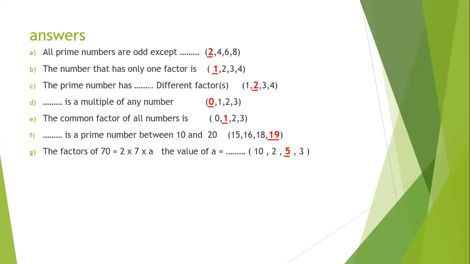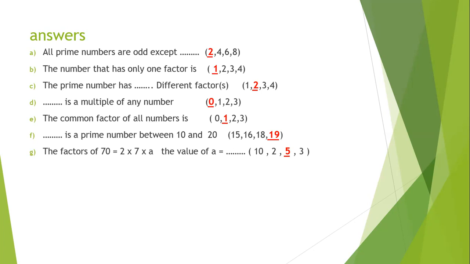Number D, which number is a multiple of any number? 0. A multiple is the answer of multiplication. It's like the product. So I can multiply 0 by any number and the answer will always be 0. 0 times 1 equals 0. 0 times 500 equals 0. 0 times 1 million equals 0. So it's a multiple of any number. Number E, the common factor of all numbers is 1. Why? I can divide any number by 1.